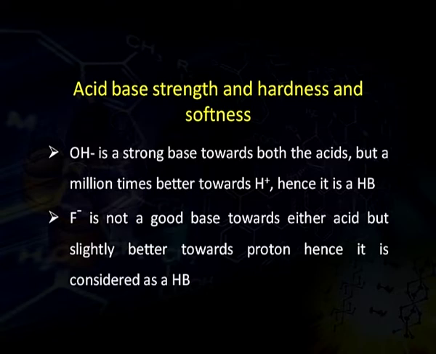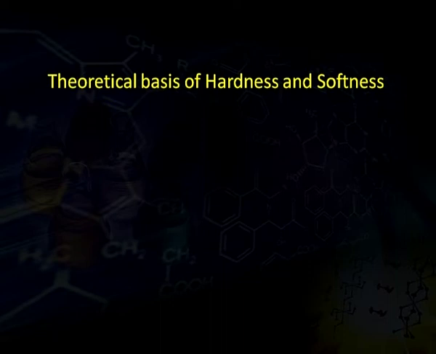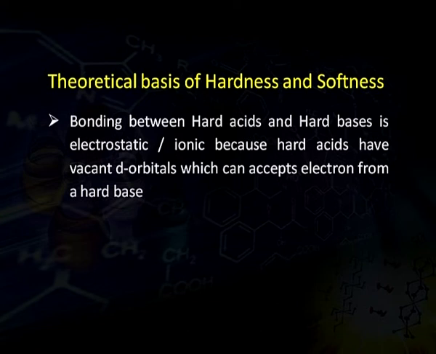Hence, it is considered a hard base, because proton is a hard acid and whosoever will form a stable complex with a hard acid would be a hard base. Now, coming on to the theoretical basis of hardness and softness. Bonding between hard acids and hard bases is mainly electrostatic or ionic, because hard acids have vacant d orbitals which can accept electrons from a hard base.